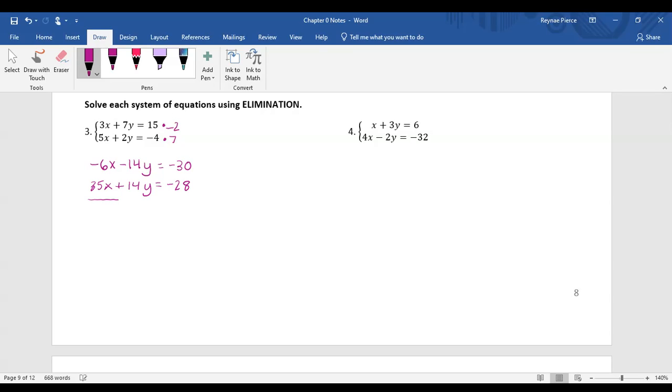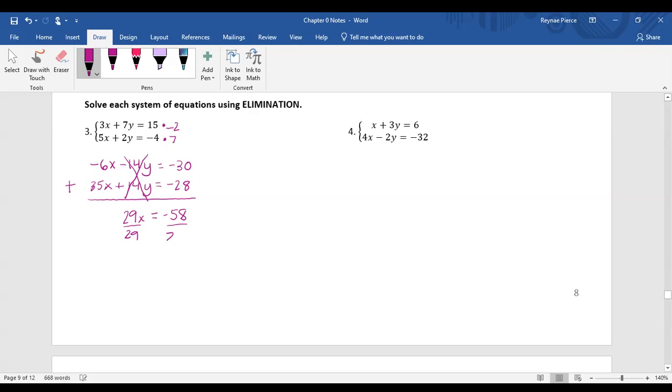Okay, and elimination, it's called elimination because what we're doing is we are going to add these two equations together. And by adding those two equations together, one of our variables is eliminated. That's why we need to have the same number, but one is positive, one is negative. Okay. So if we look at a negative 6 plus 35, that gives us 29x. Negative 30 plus a negative 28 is a negative 58.